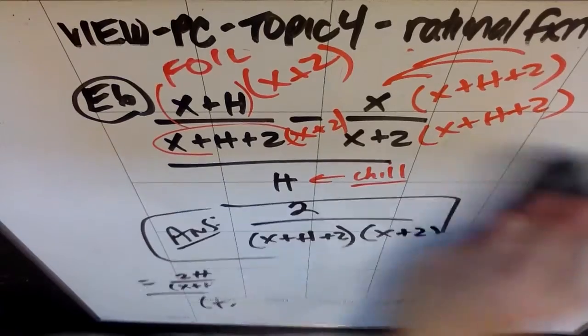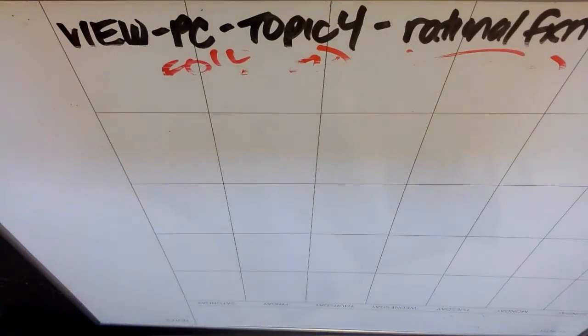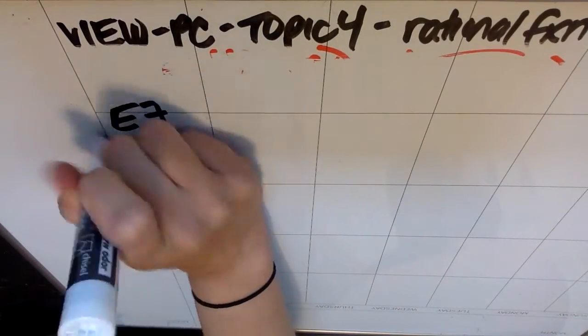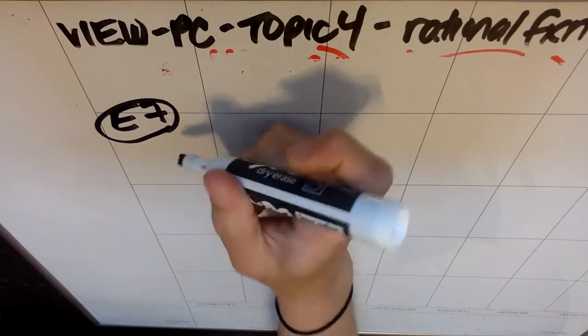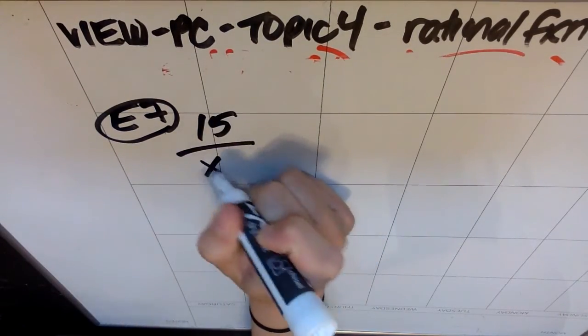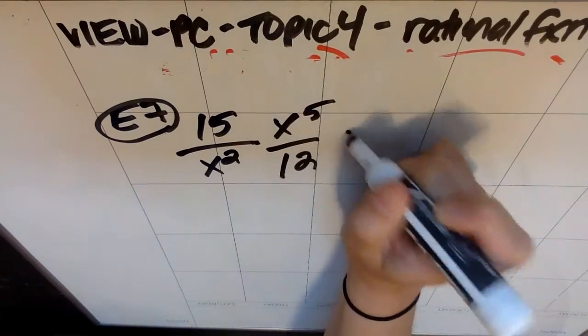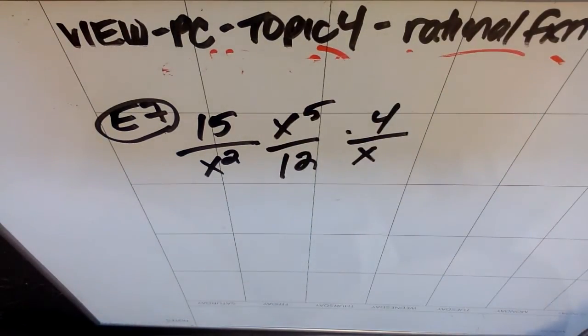All right, so example 7, which I think is arguably much easier than example 6 and example 5. So example 7, we have a bunch of monomials, meaning there is no sum or difference. It's just a bunch of multiplication and division. So 15 over x squared times x to the 5th over 12 times a 4 over x. So you could just multiply and get 15 times 4 is 60, and then 60 divided by 12 is 5. That's fine. It's entirely up to you.